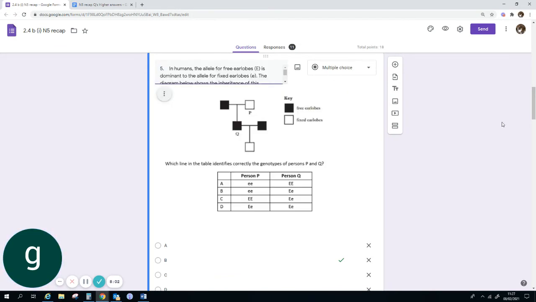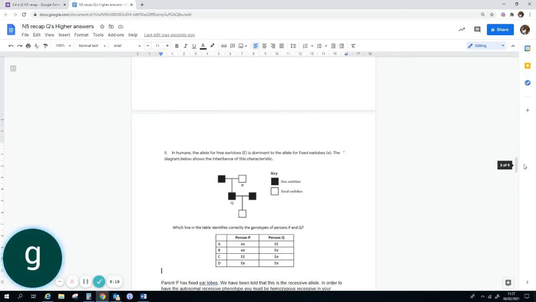This is what happens if you click on the question. It's quite annoying. So, which table correctly identifies the genotypes of the parents? So, the one that has fixed earlobes must be recessive. So that is the P square. So that's the question. So either A or B is going to be our answer for this one.